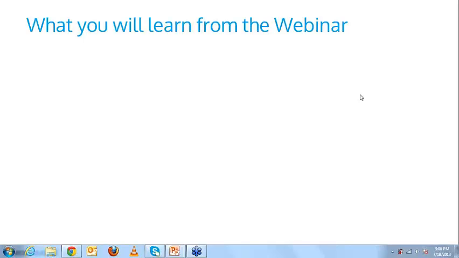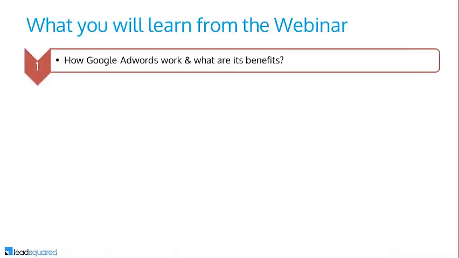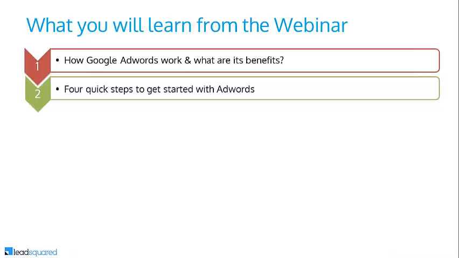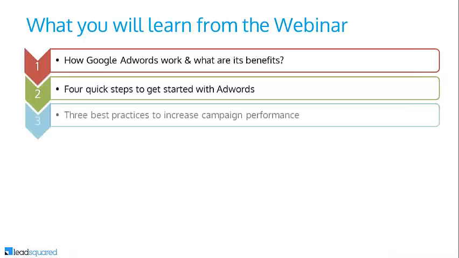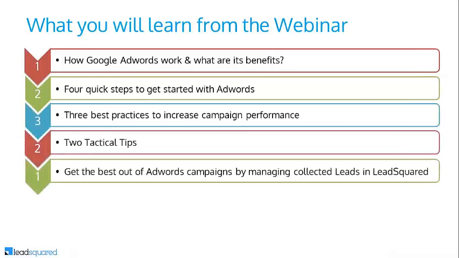Hello everyone. So let's begin with the webinar. First, let's focus on what we will learn from the webinar today. We'll be learning about the basics of Google AdWords, how it works, and the benefits. 4 quick steps to get started with AdWords. 3 best practices to increase campaign performance. 2 tactical tips. And get the best out of AdWords campaigns by managing collected leads in LeadSquared.